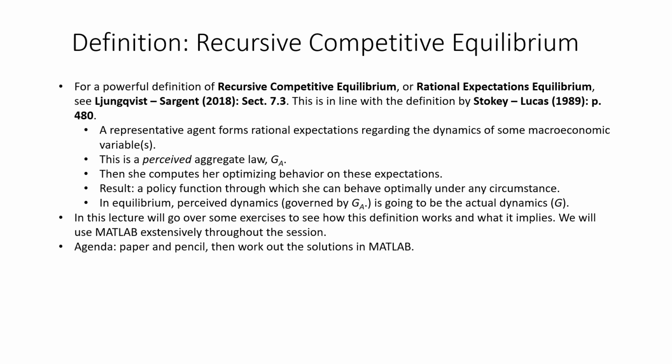They offer the same definition, which you can find. Let me summarize the major points of this one and only definition. There is a representative agent, or there are representative agents. They form rational expectations regarding the dynamics of one or more macroeconomic variables. They think there is an aggregate law of motion that governs the dynamics of these macroeconomic variables.